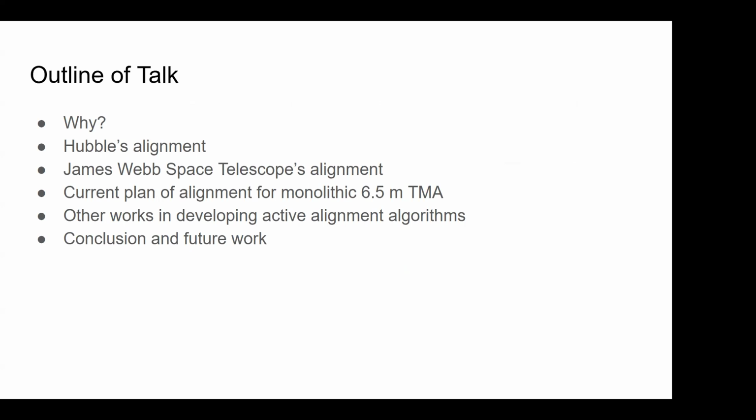The outline of the talk is: why do we care about this alignment so much? Basically dialing in on the validity and the simulation of the alignment, what Hubble did for its commissioning alignment, what James Webb did for its commissioning alignment, and what our current plans of alignment are for a monolithic 6.5 meter 3-mirror anastigmat space telescope. Then I'm going to briefly talk about other works in developing active alignment algorithms and what other groups around the world are doing for simulation of very similar situations to ours. And then conclusions and future work to tie everything up.